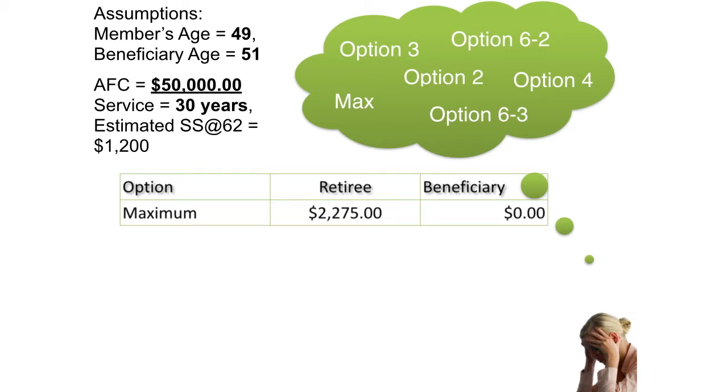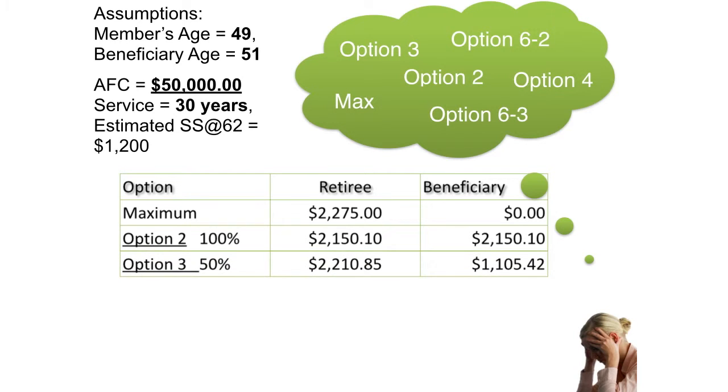If we need to leave an income behind after we're gone, we've got a couple of different options. The first is option 2. This is called the 100% joint survivor. The member will receive $2,150.10 for their lifetime. When they die, their surviving beneficiary will get exactly the same amount paid to them for the rest of their life.